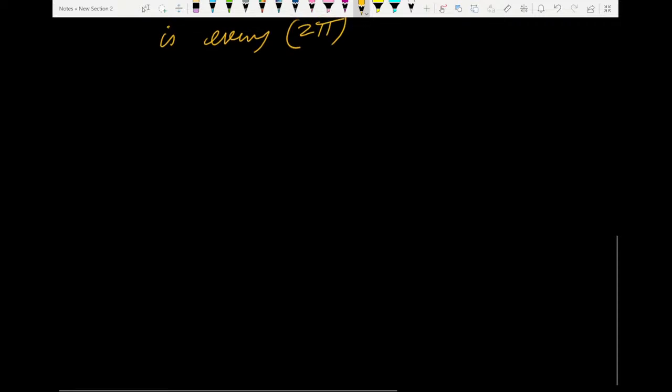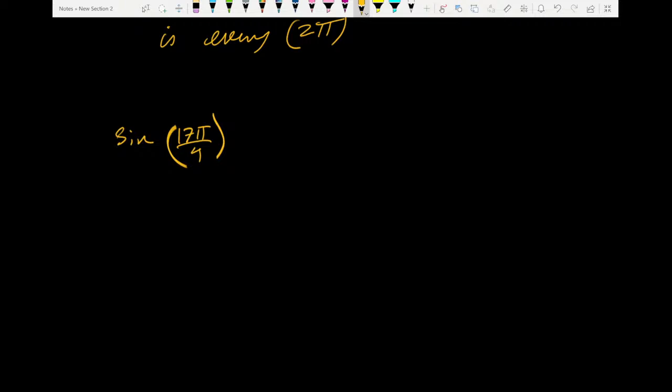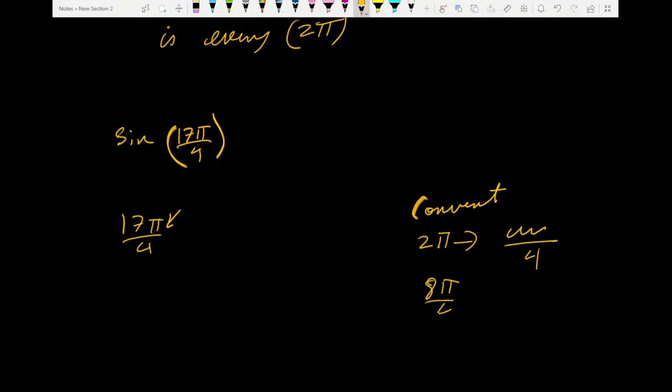So if I give you some problem, something like sine of 17 pi over 4, we're going to use the information from last lecture. How many 2 pi's are in here? 17 pi over 4. Well, in order to see 2 pi's, this doesn't look like 2 pi. So we got to convert 2 pi into something over 4. So if I want to convert to something over 4, I need to get 8 pi over 4, because if I simplify that, it is 2 pi.